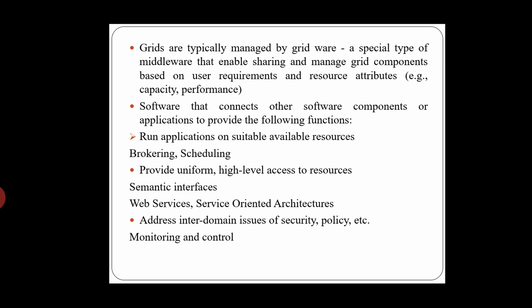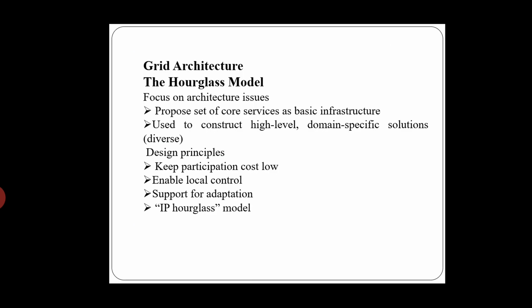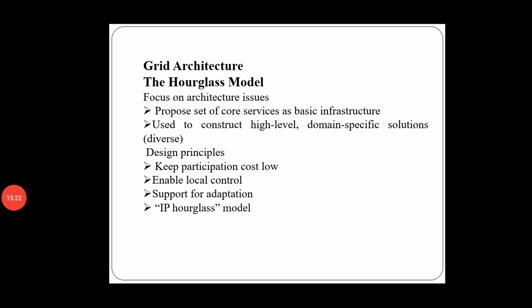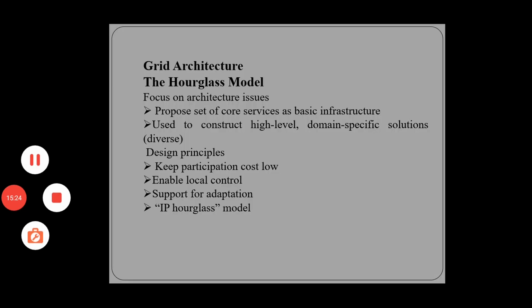like brokering and scheduling. One more point: it supplies uniform and high-level access to resources and semantic interfaces, like web services and service-oriented architectures. One more point: address inter-domain issues of security and policy, etc. We have to monitor and control it. Later, in a further topic, we will explain the overview of grid architecture. Thank you.